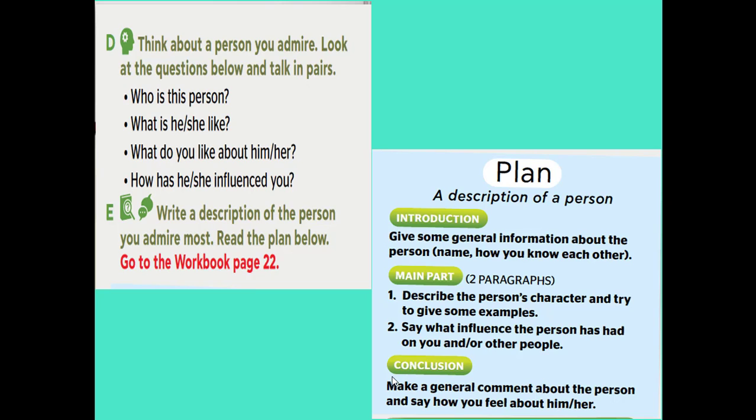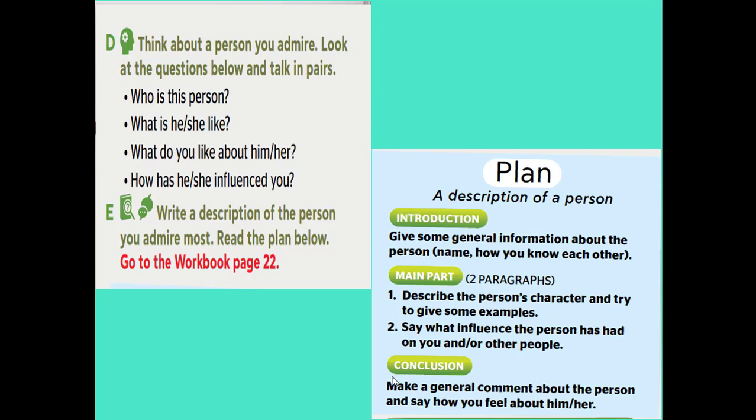Now we move to exercise D. Think about a person you admire, look at the question below and talk in pairs. If we want to describe a person, we usually ask these questions. Who is this person? What is he like? What do you like about him? How has he influenced you?